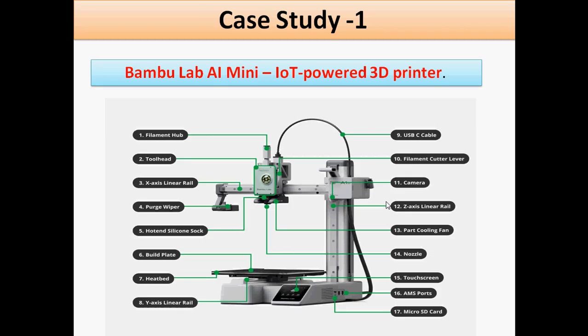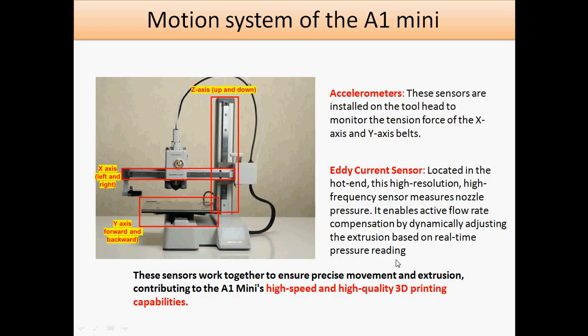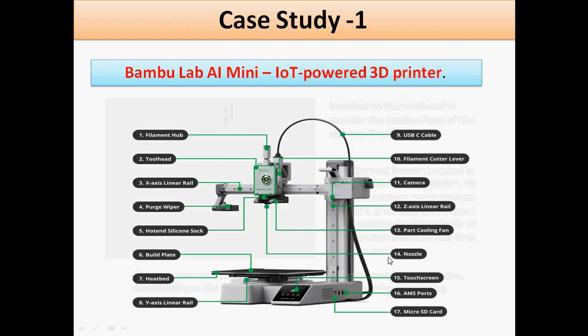Then the AMS port, so we can communicate with the memory card, that is why the AMS port is provided. Then there is the SD card, which is also provided. So this is the capability we can provide as a 3D printer. Here we use different sensors and different actuators, and the main power is the real-time database we can get from the system.